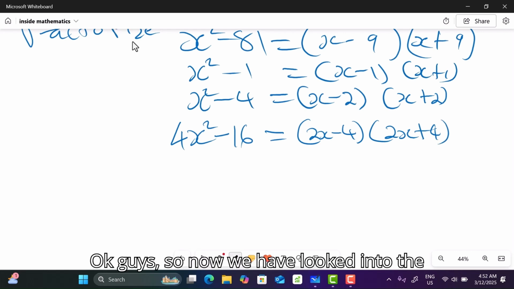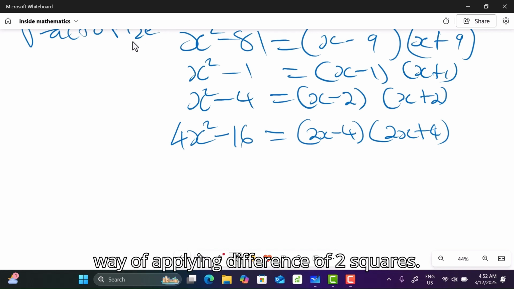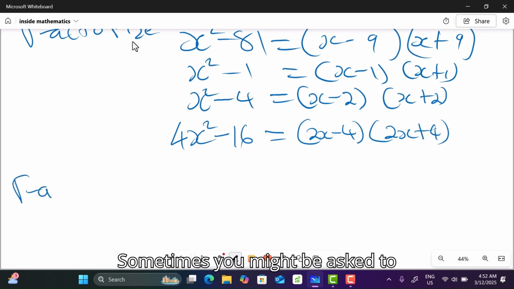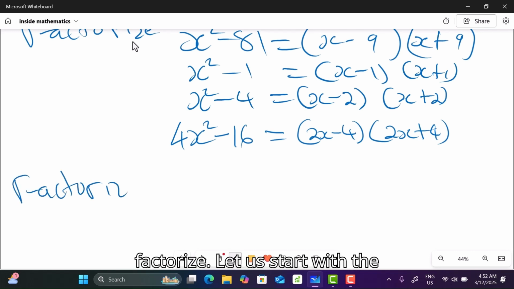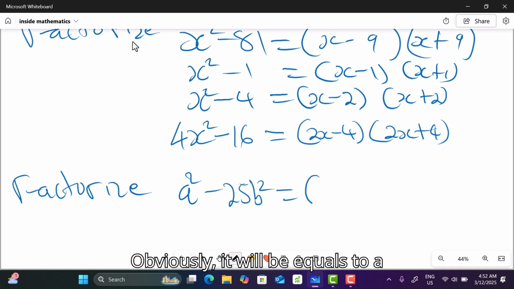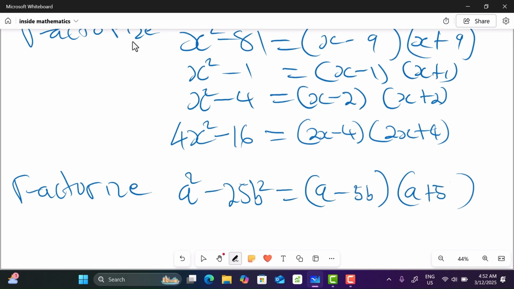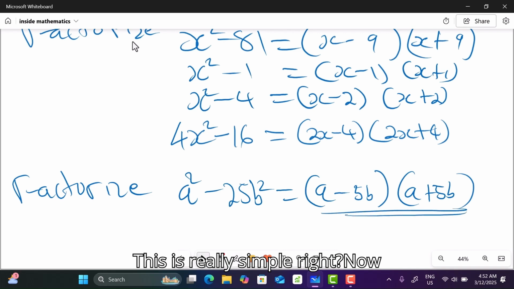Okay guys, so now we have looked into the general way of applying difference of two squares. Sometimes you might be asked to factorize. Let us start with a basic one. Factorize a square minus 25b square. Obviously, it will be equals to a difference of two squares, a minus and plus, and here it will be 5b. This is really simple, right?